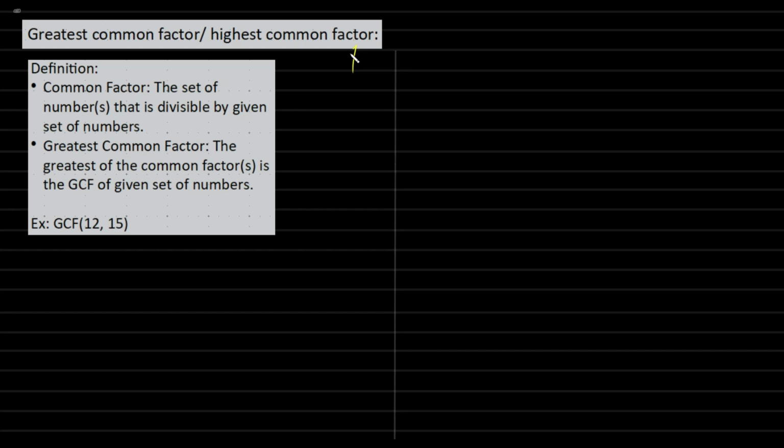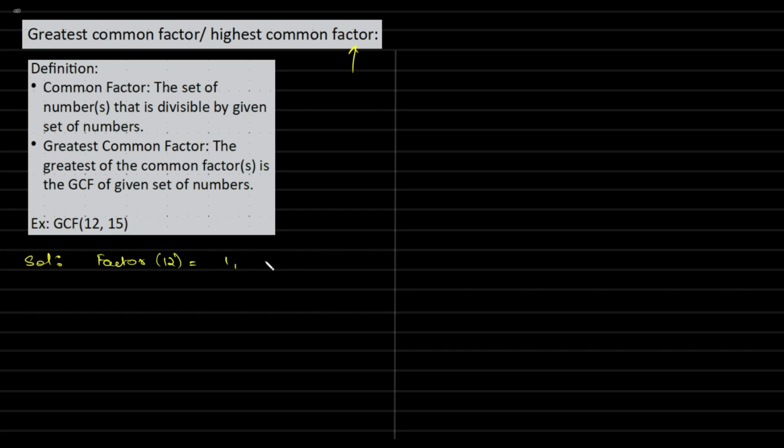First we'll start off with factor. A factor is nothing but a set of numbers that can divide a particular given number. We always find the GCF or HCF between two numbers. So let's start with this example and understand each of these words. We have to write the factors of both 12 and 15.